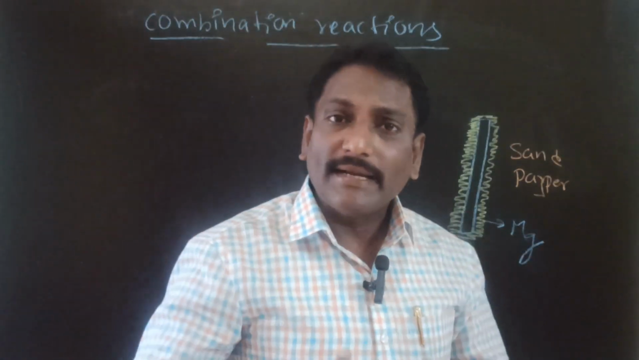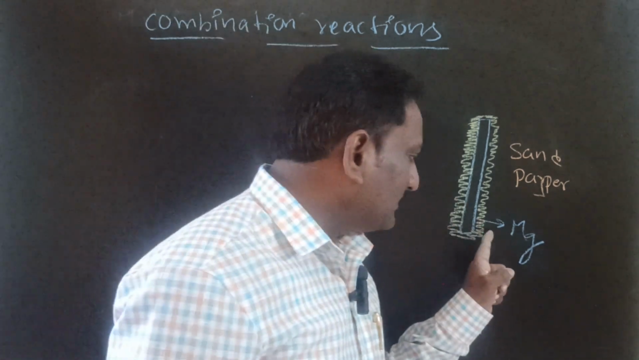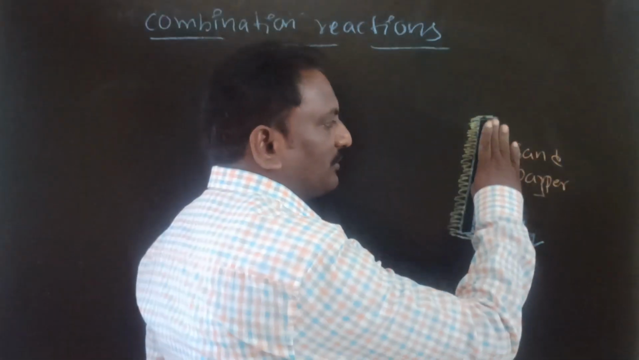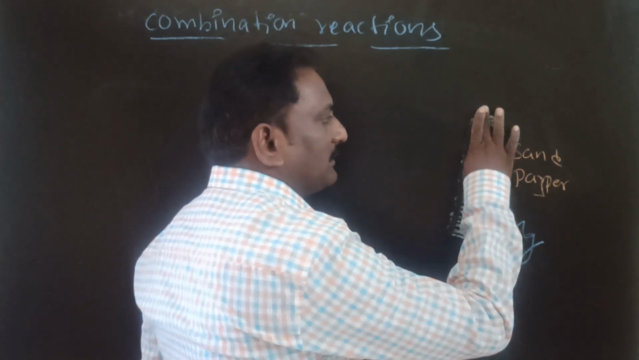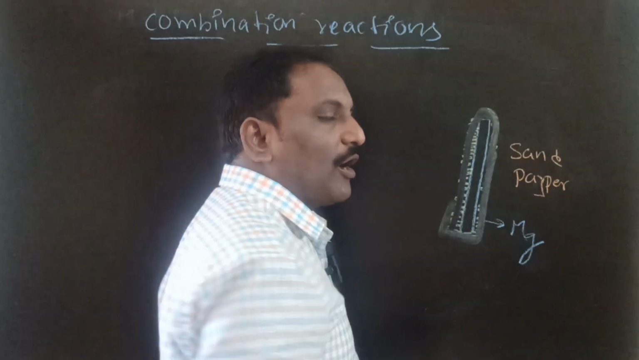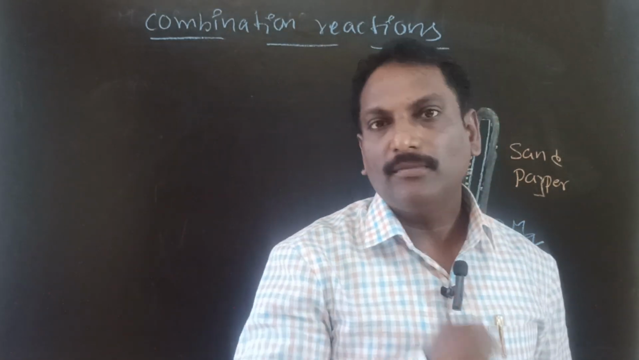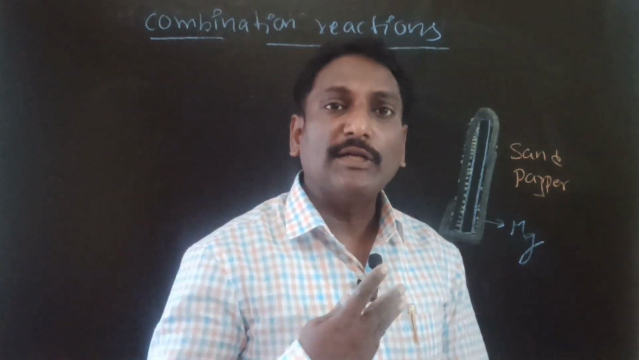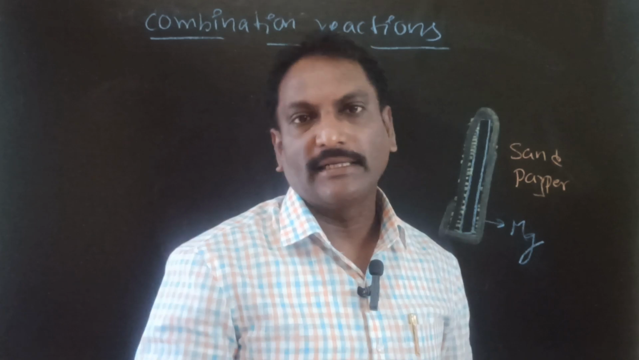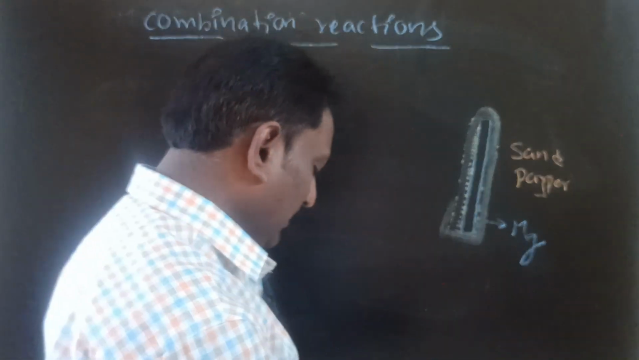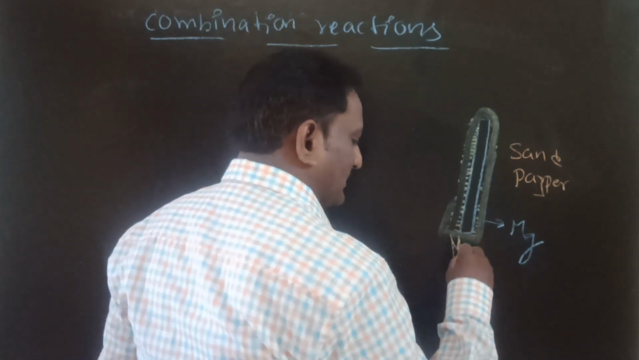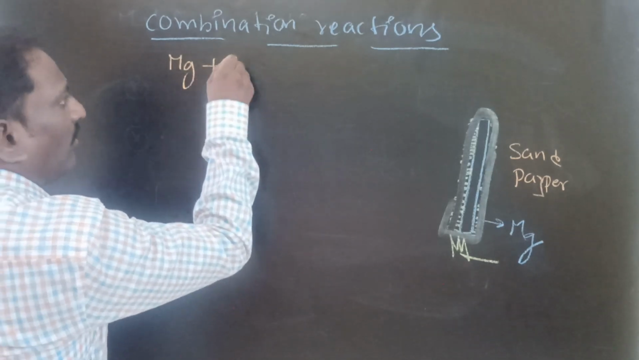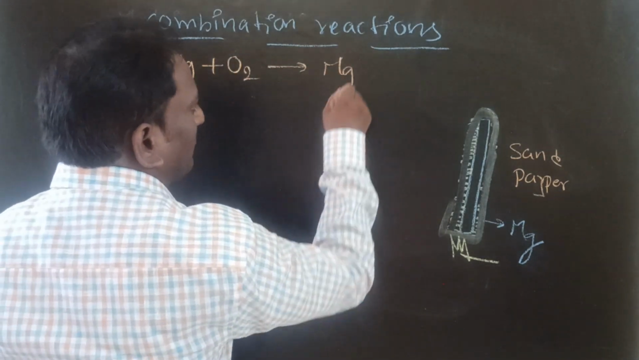In this state, it has no tendency to burn. To make the magnesium ribbon burn, we need to rub it with sandpaper in order to remove the protecting layer, that is magnesium oxide. This is a very important point. Why should the magnesium ribbon be cleaned before burning in air? To remove the protecting layer, that is magnesium oxide. So take one magnesium ribbon and light it. Magnesium reacts with oxygen to give magnesium oxide.